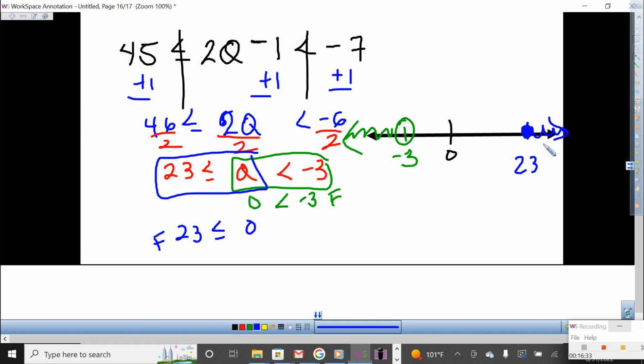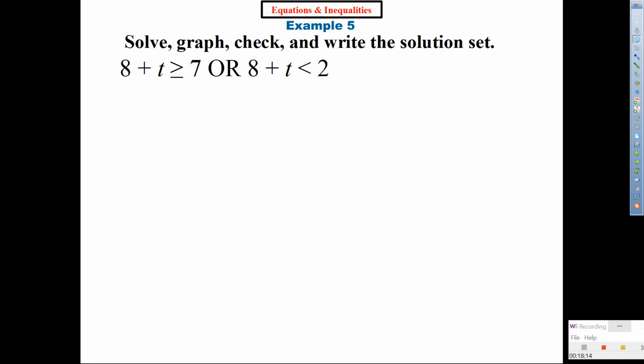All right. So for right now, I'm not going to do the solution set for this one. I want to get to the one that is called the OR, and then I'm going to show you how to set up the solution set. And then we're going to distinguish one from the other, okay? Here we go. Copy this one, example 5.